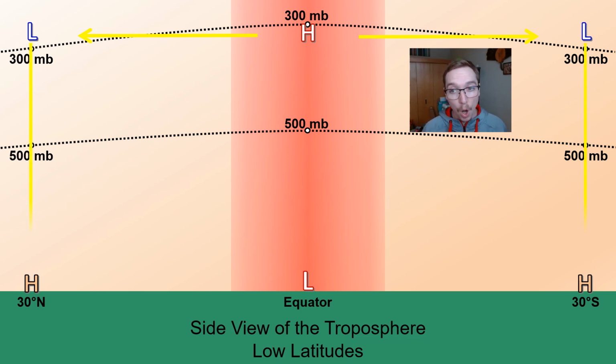And as we recall, air warms adiabatically as it descends. So about 30 degrees north and south are where we see some of the most dominant deserts across our planet, because we have this warm air that's descending. And as it warms, it's basically dry. And we see these desert formations right around 30 or so degrees north and south latitude.